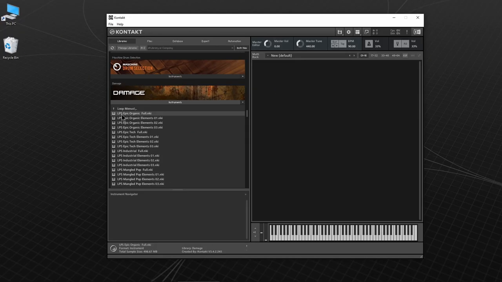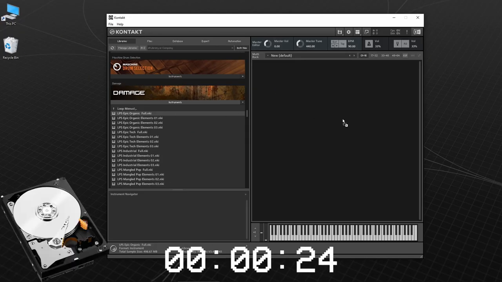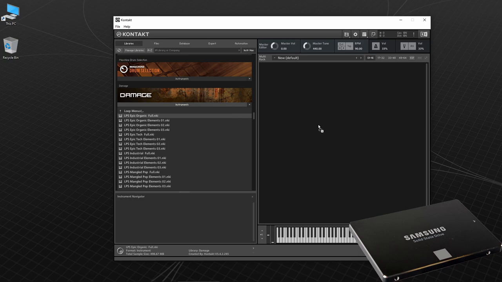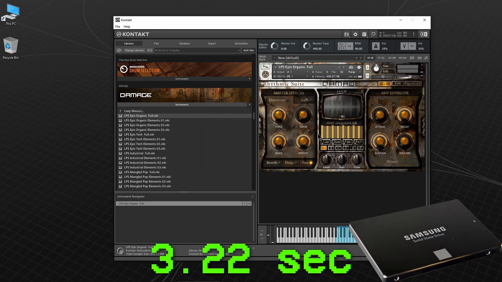We'll start easy with Damage and the hard drive. So that was about 7 seconds for the hard drive. Now the SSD. And it's much faster at only 3 seconds.